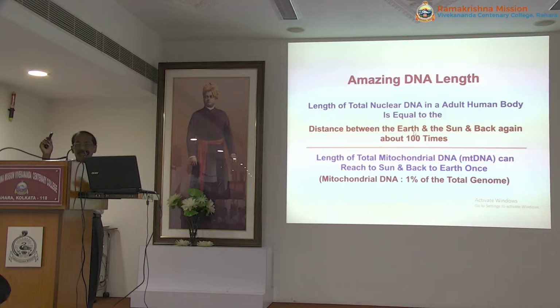That I told you. The length of your nuclear DNA sounds like 100 times to the sun and back, but we never talk about the mitochondria. Mitochondrial DNA also reaches to the sun and back to Earth 100 times, not 1 time. The interesting part is this: in your cell, chromosomes are paired, one homologous pair. But what about mitochondrial DNA?